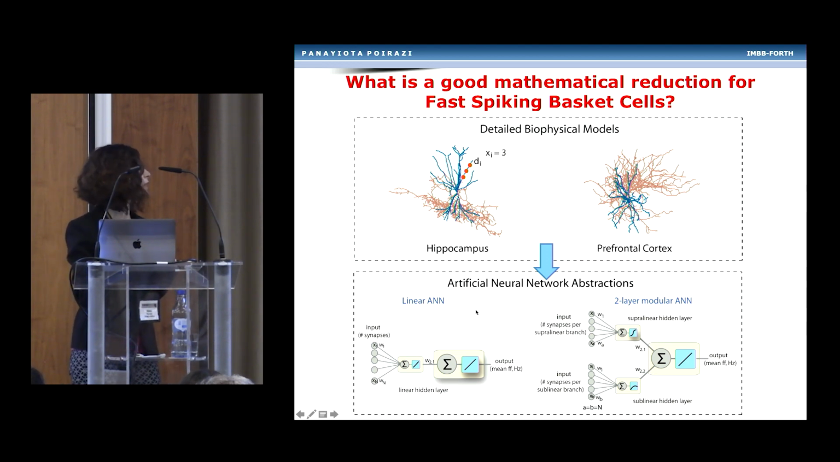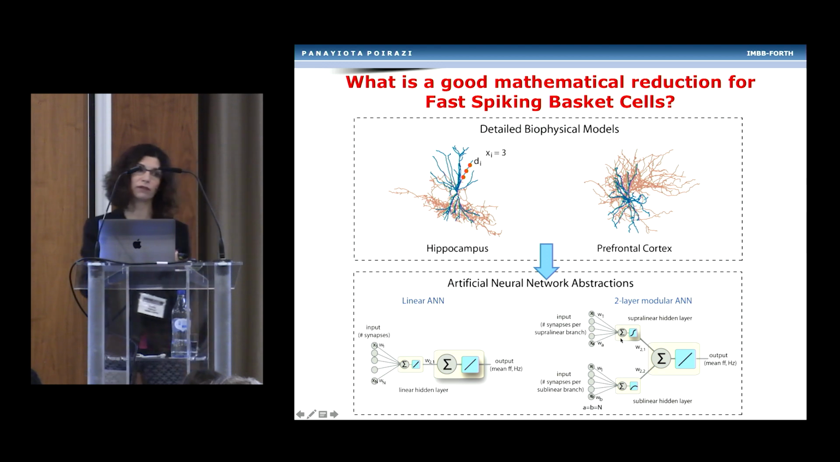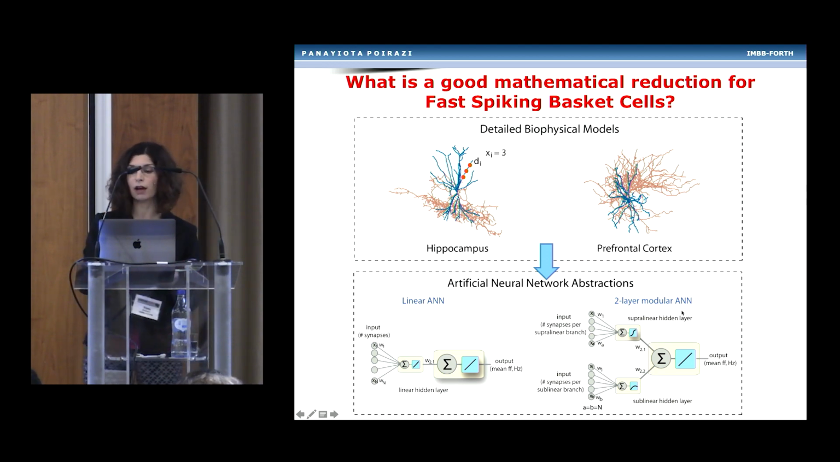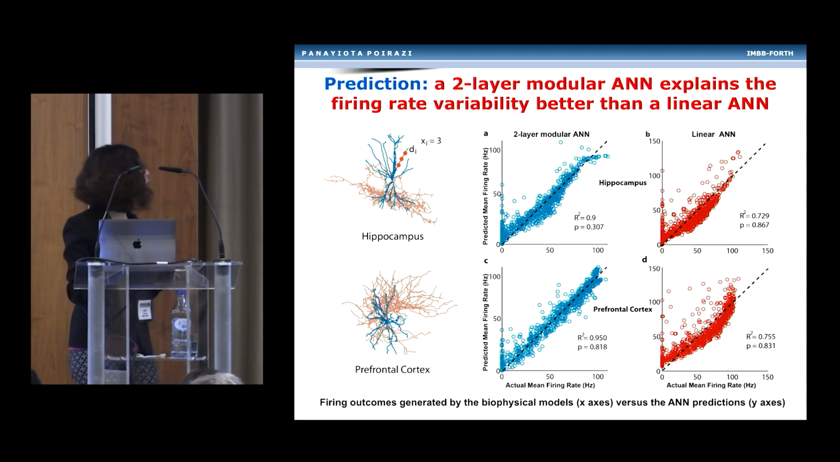The first one is the linear point neuron, where your dendrites essentially have just a linear transfer function, and what goes in is the number of inputs in all dendrites. And we also have a second version of the model where you break these two hidden layers into supralinear and sublinear ones, each one taking input from the respective dendrites. And we compare how good these two abstractions are with respect to predicting the output of the neuron. And what we find is shown here.